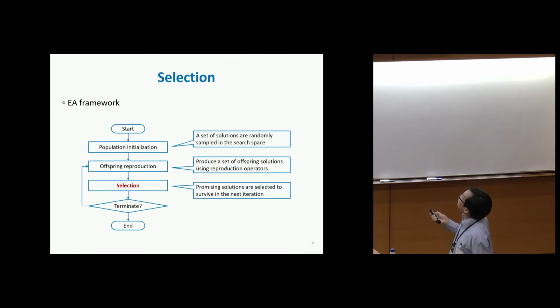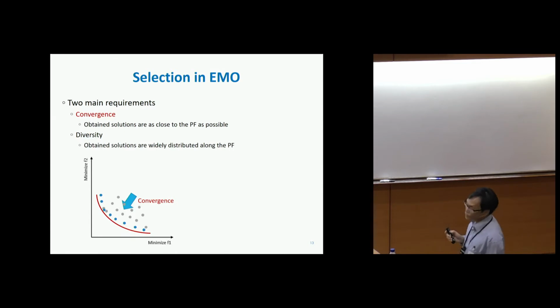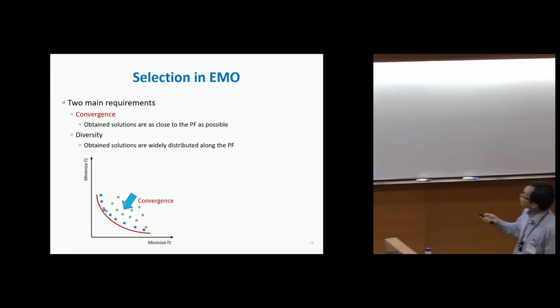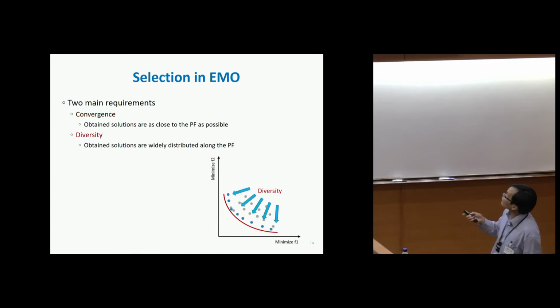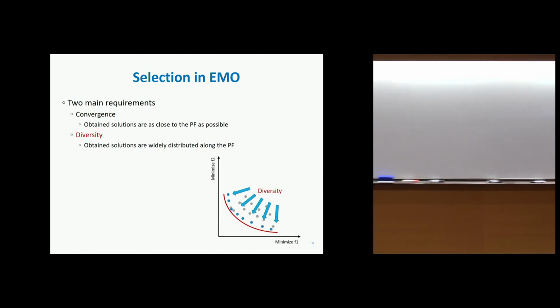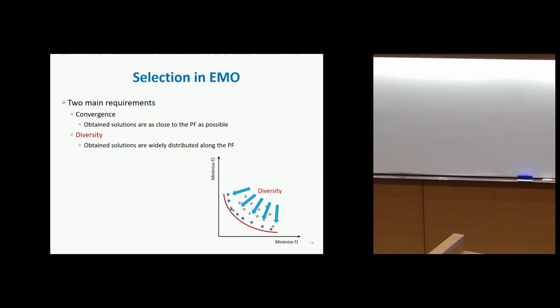So when we produce solutions such that they could survive, there are two criteria in the selections. This is what we want. First, we want to obtain the blue dots, assuming the red line is the ground truth of the Pareto front. We would like to get the blue dots as close to the red line as possible. And also, we want to have a spread as even and as wide as possible. So basically, these are the two criteria.